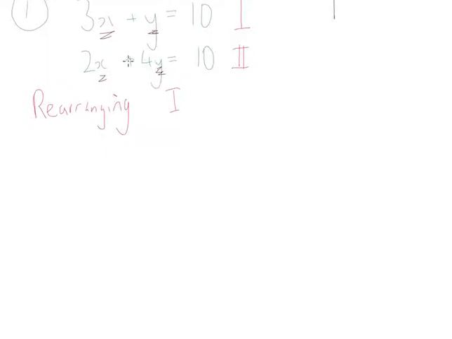So rearranging equation 1, I'm trying to get x or y by itself. So I'm going to say that y equals 10 minus 3x. Subtracting 3x from both sides to get that y by itself. Equation 1 has been rearranged. We give it its own special name as well. I'm going to call this equation 1a. Then I'm going to substitute equation 1a into equation 2.